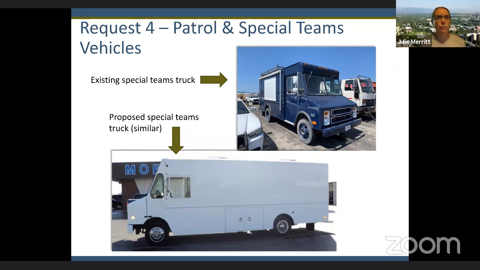Typically, Chief, when we get these types of presentations from fleet for vehicles, they give us a little bit of detail about the age of the vehicle that's being replaced and what will happen with the one that we currently have, if it's going to be moved to someplace else or sold. Can you give us some detail about this motorcycle?